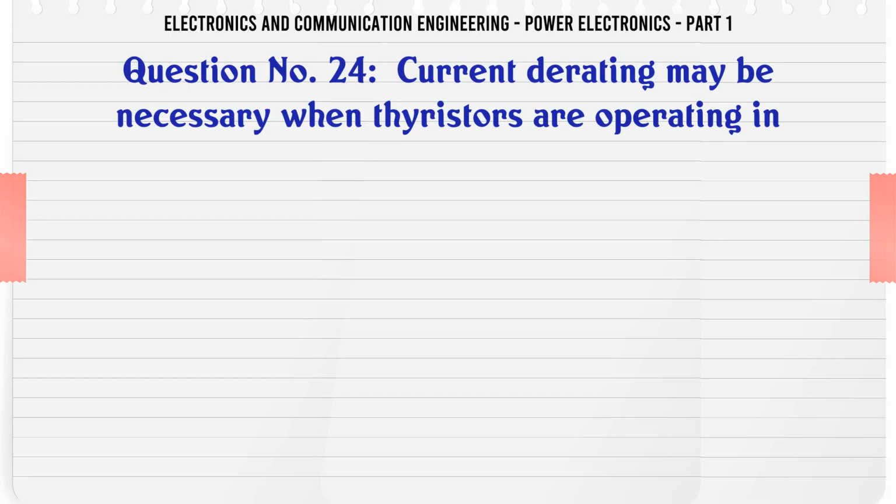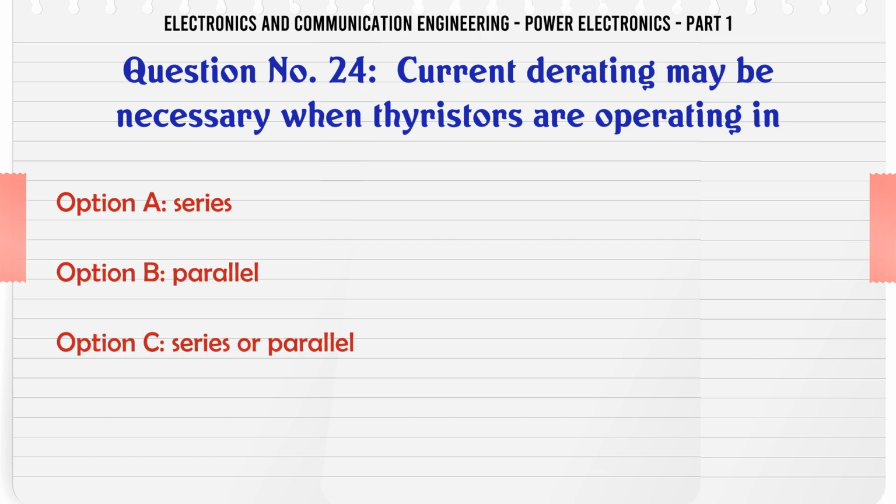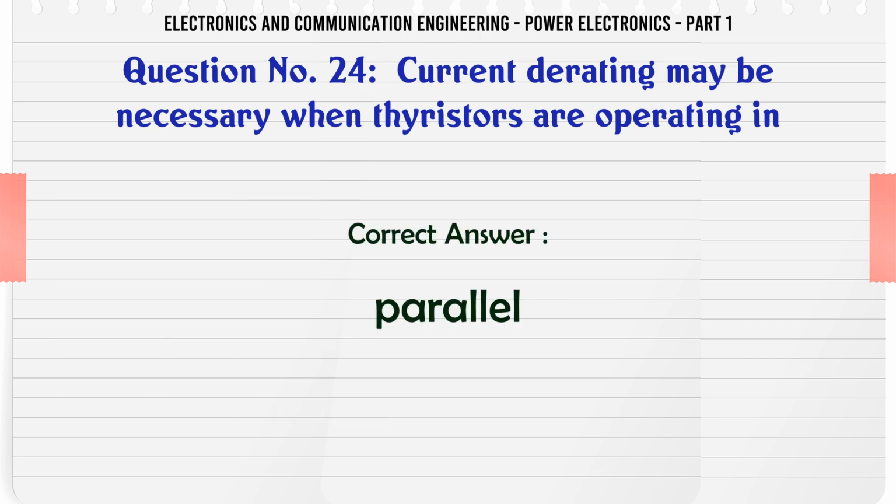Current derating may be necessary when thyristors are operating in A. Series, B. Parallel, C. Series or parallel, D. None of the above. The correct answer is parallel.